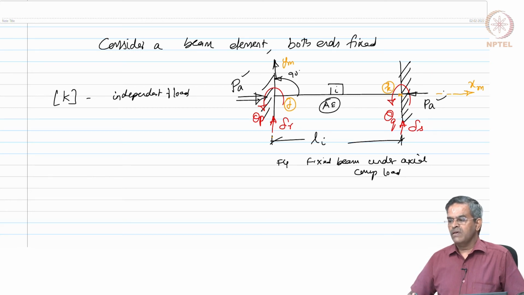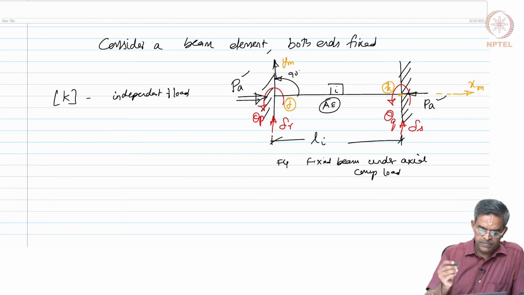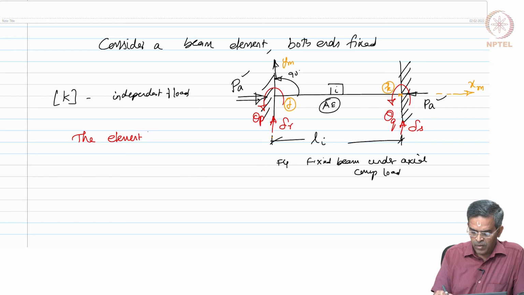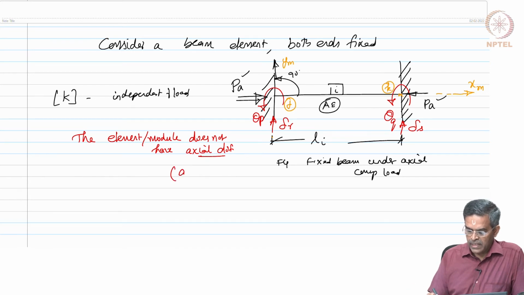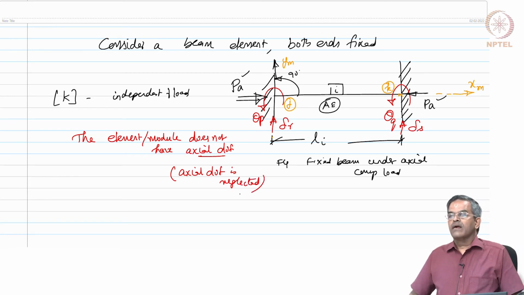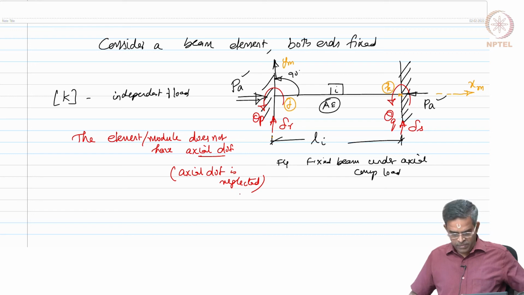Please note very carefully here, friends, very carefully. The element or the module does not have axial degree of freedom. The axial degree of freedom is neglected. Please note that. I have only 4 degrees of freedom, P, Q, R, S, right. Similarly, what we had in the fixed, there is no change in that.